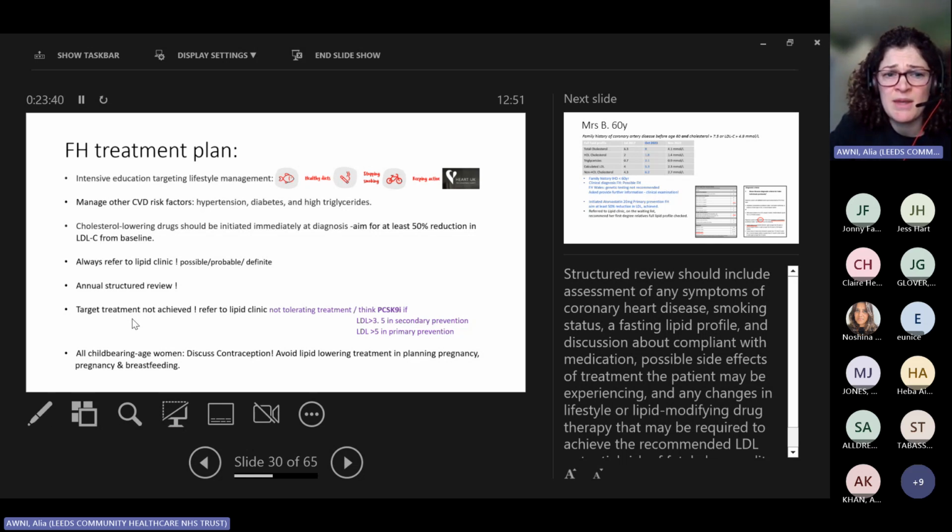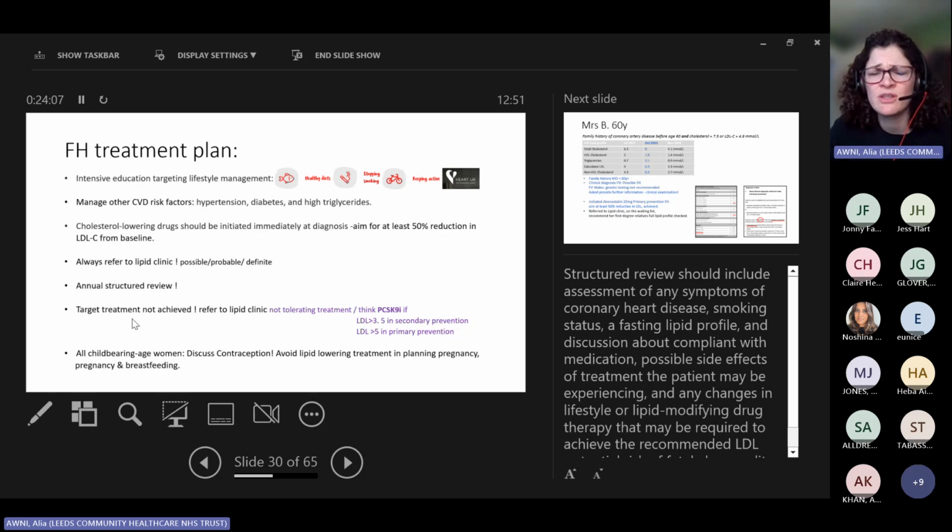As I mentioned, cholesterol lowering drugs should be initiated immediately at diagnosis, aiming for at least 50% reduction in LDL from baseline. Always refer to the lipid clinic if it's confirmed, whether possible, probable, or definite. This is an answer to my question of when I will need to refer to lipid clinic. Then what I like to do with FH patients in primary care is an annual structured review.